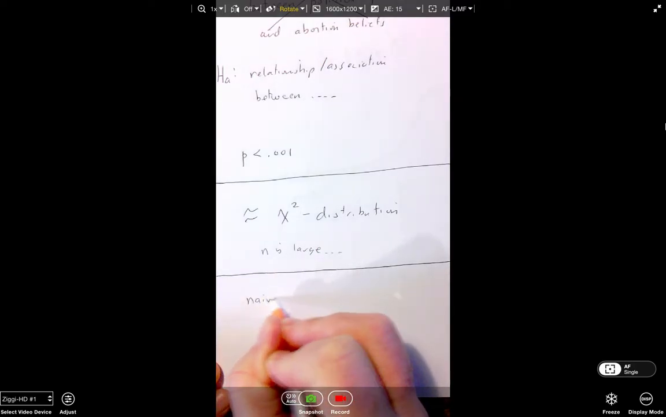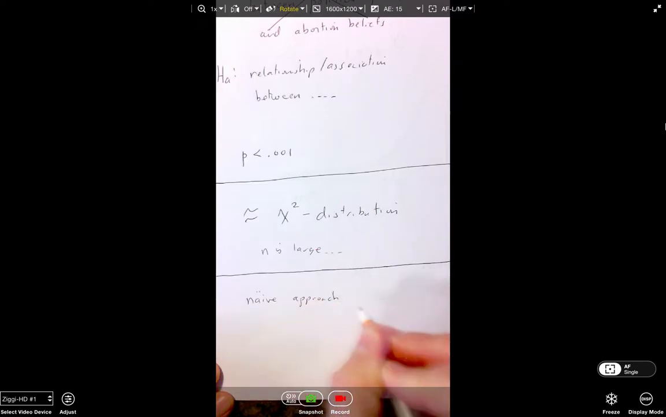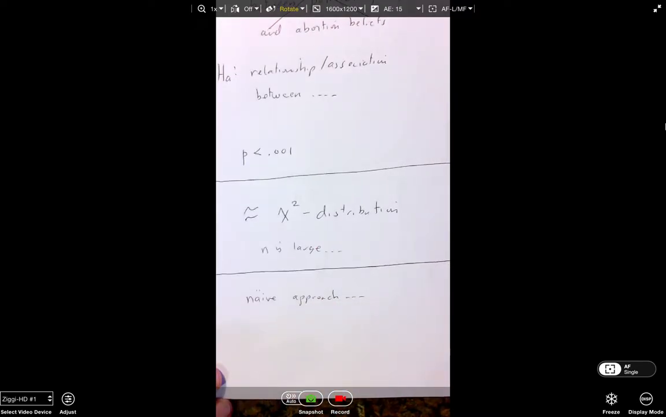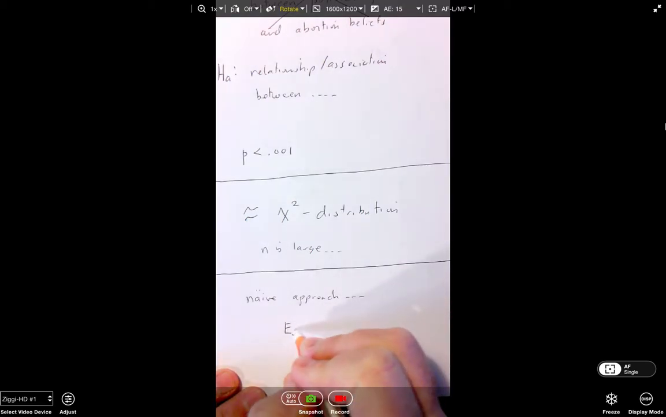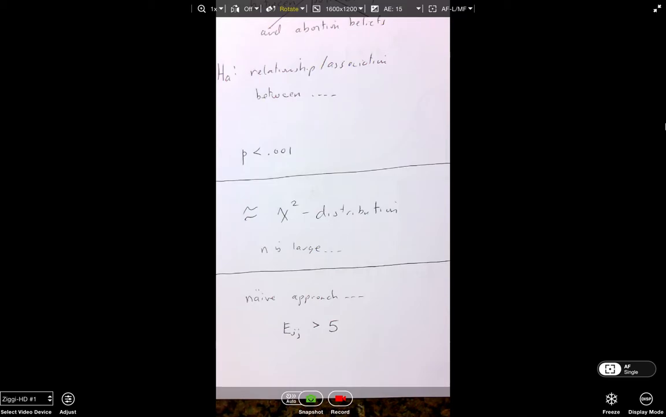Now, a very naive approach to address this is that we want each expected value count to be above 5. So, in our situation, our expected values were 250 and 150, and all were clearly above 5. So we had no concern. But there's a lot of times when that's not going to happen.